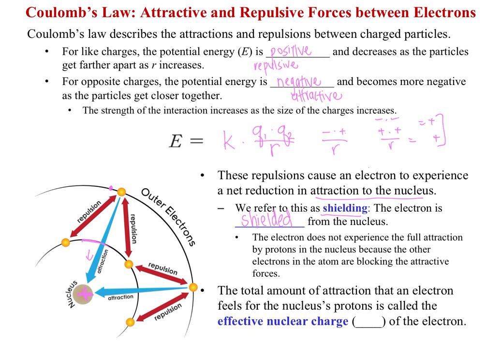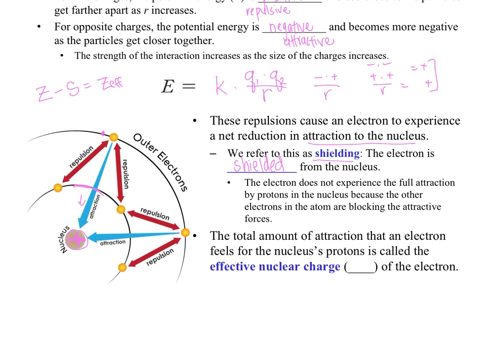So how we can calculate that is we say, how many protons are in the nucleus, so that's our proton number or atomic number, minus how many electrons are shielding out here in the core. So we put minus the shielding. And this is going to be the net charge that the outer electrons feel. This is called effective nuclear charge, or Z effective. So the total attraction that the outer electron feels toward the protons in the nucleus.